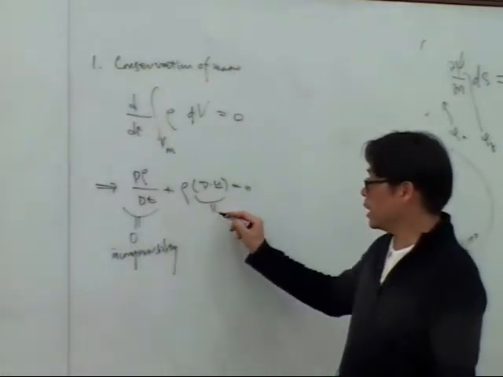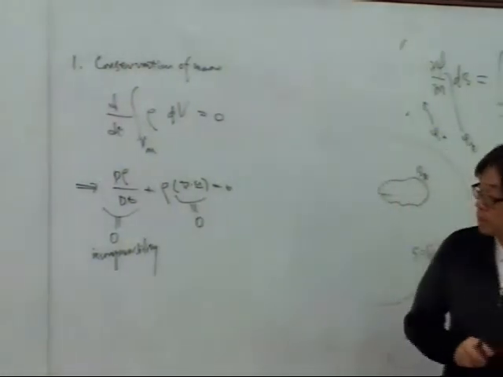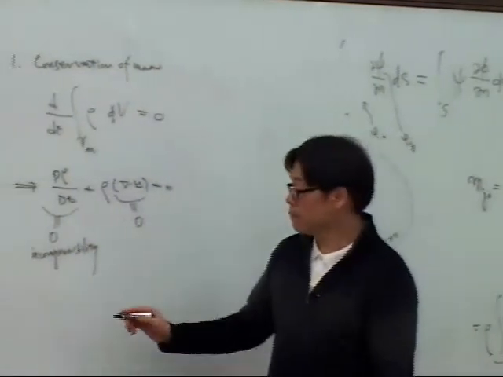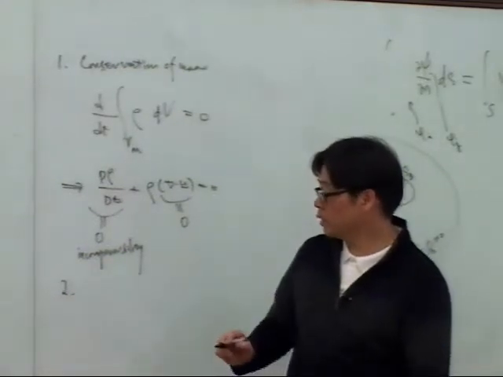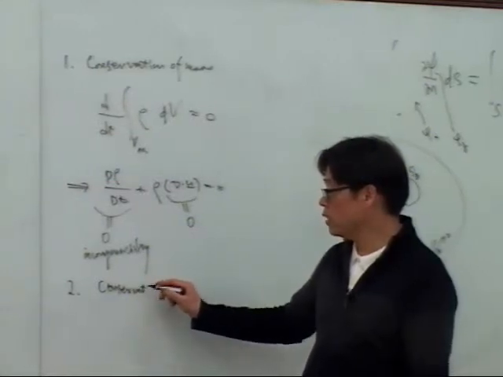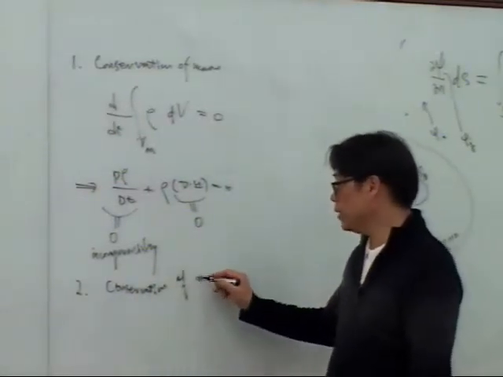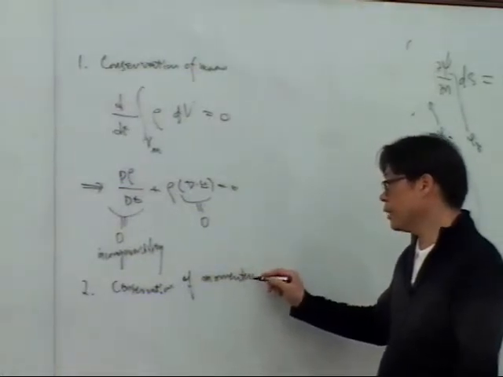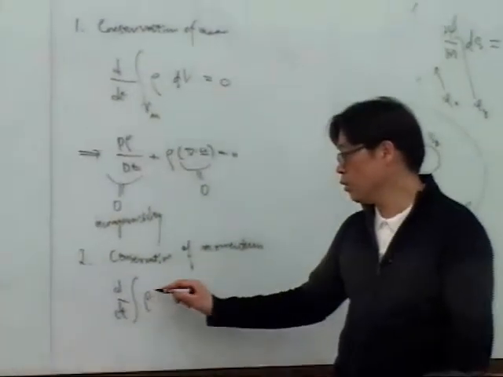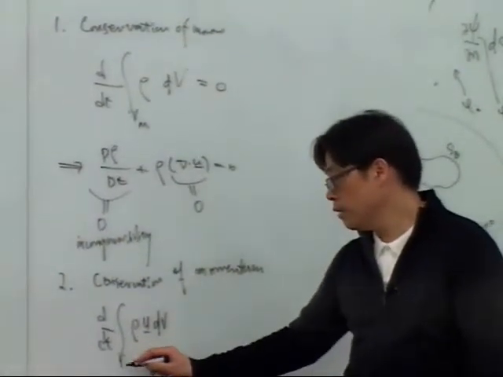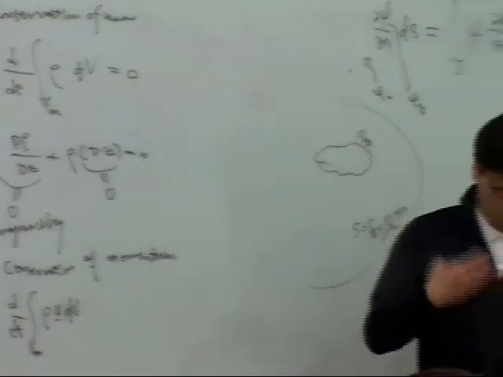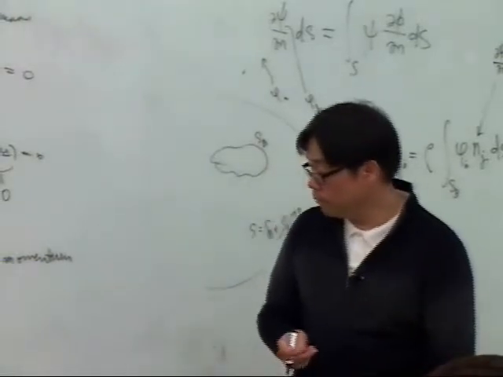And then we end up with this guy equal to 0. Okay, so water is incompressible, and therefore we impose a divergence-free velocity condition. And then we use conservation of linear momentum, which says d/dt of the integral of rho u dV, where d/dt is a material derivative, so you are always looking at the same fluid volume.